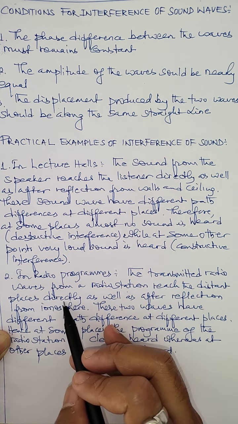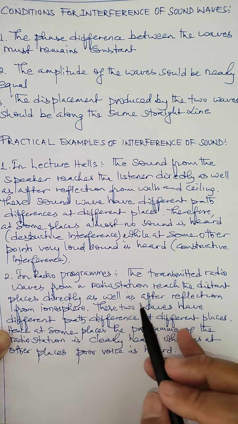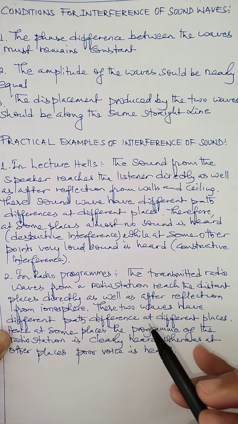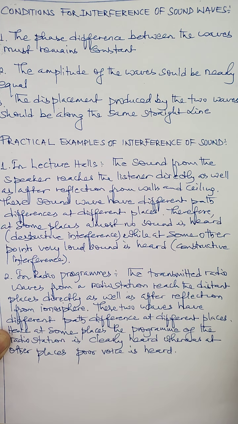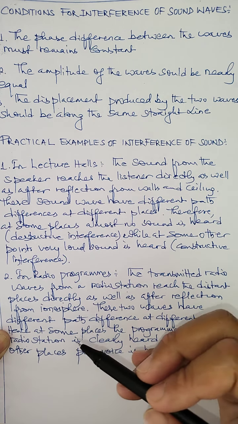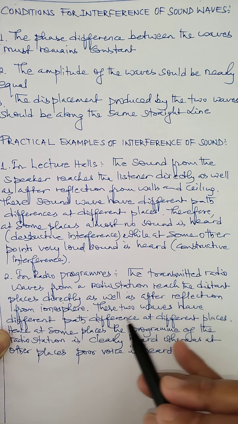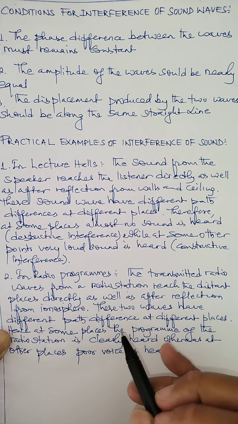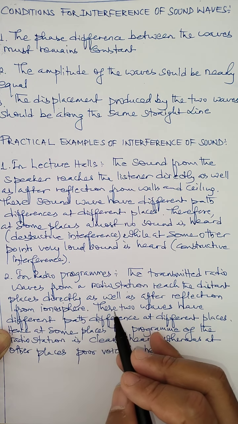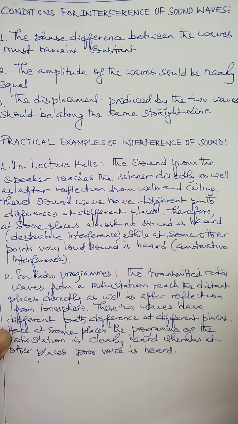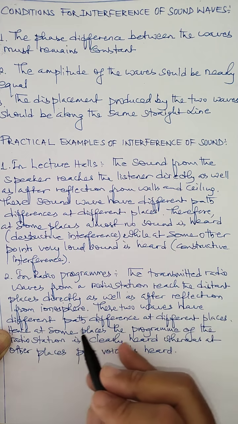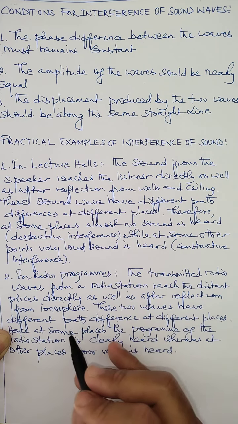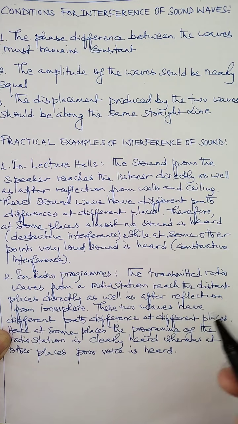It can reach directly, and it can also reach after reflection from the ionosphere, because radio waves can send a signal to distant places either directly or through the ionosphere. So in this case, what happens? The two different waves, passing directly to the distant place or through the ionosphere, have different path differences at different places. And when the path differences are different, their phase differences are also different.